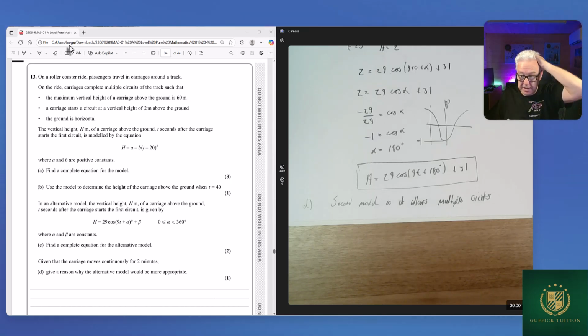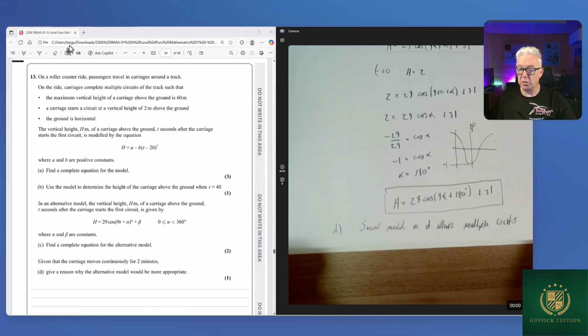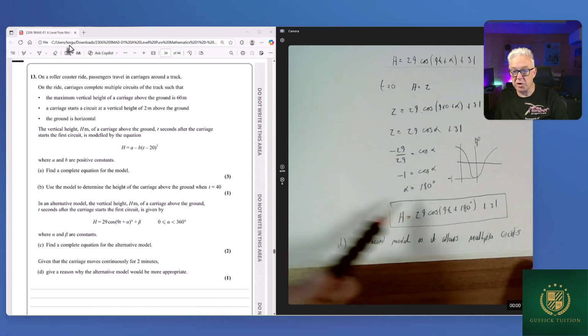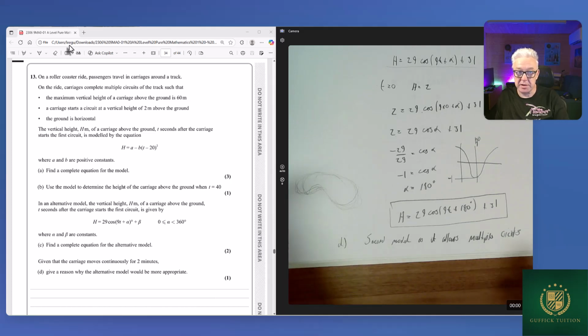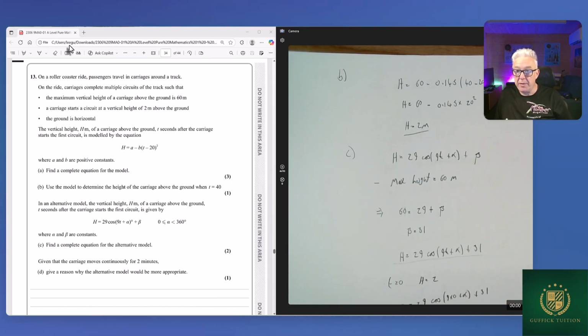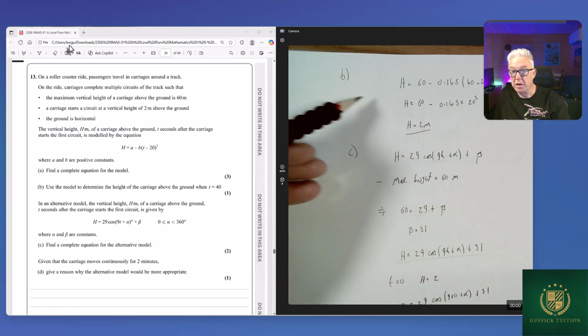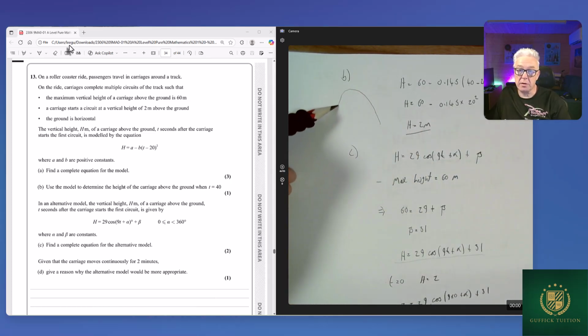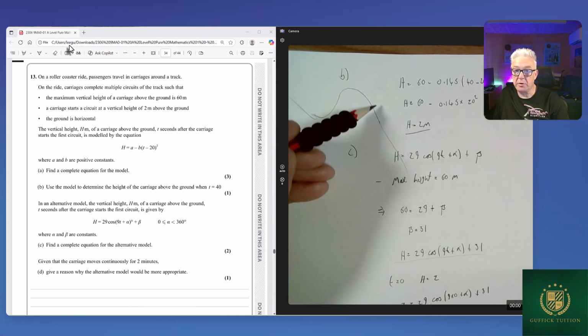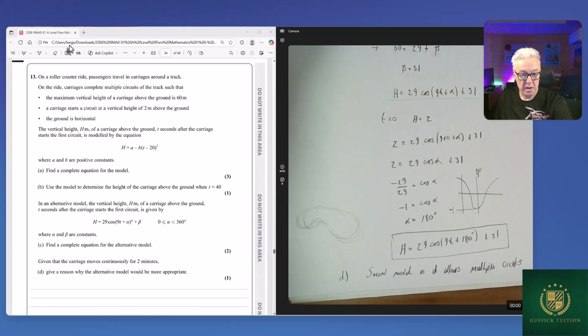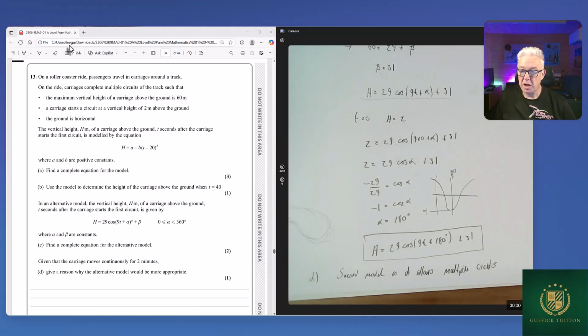Now part D, it says give a reason why the alternative model is more appropriate. So the alternative model allows for multiple circuits. Because it's a cosine function, it's going to be periodic. So whatever it's doing, it's going to just keep on repeating, which is a better model for the motion of a roller coaster going around a circuit. Whereas this model is quadratic, negative quadratic. So whilst it models what's going on correctly for part of the motion, it certainly is just going to do its own thing. It's not suitable for repeated motion. So the reason why it's more appropriate is because the second model allows multiple circuits.